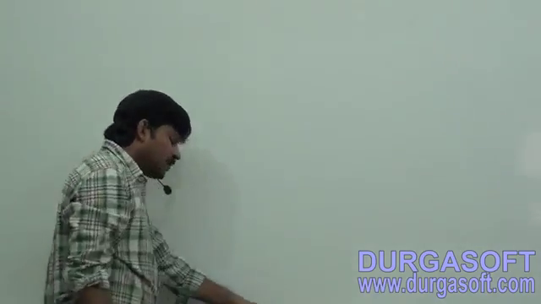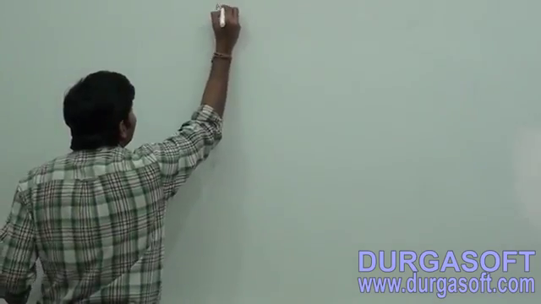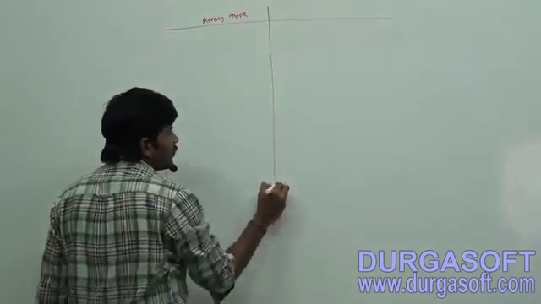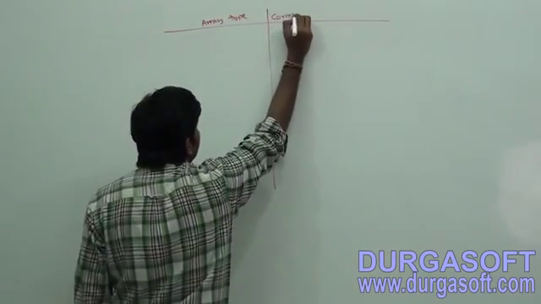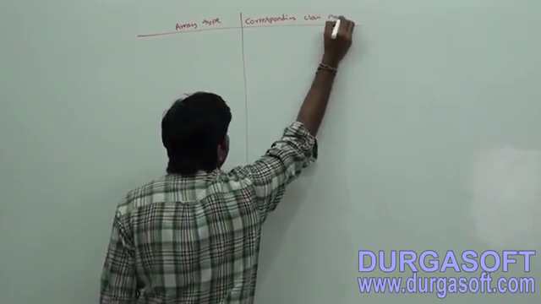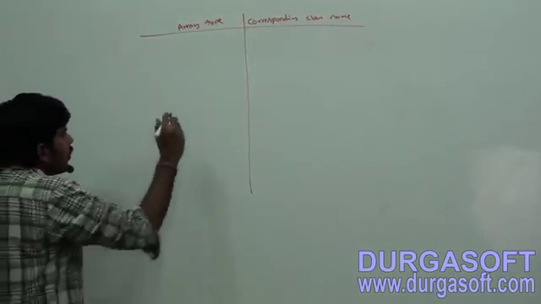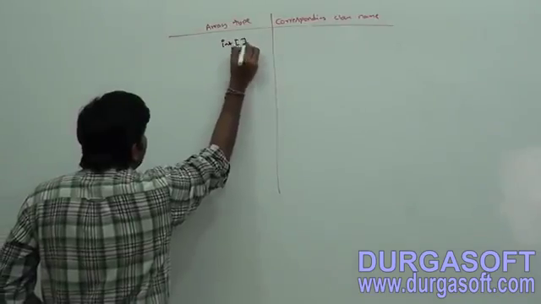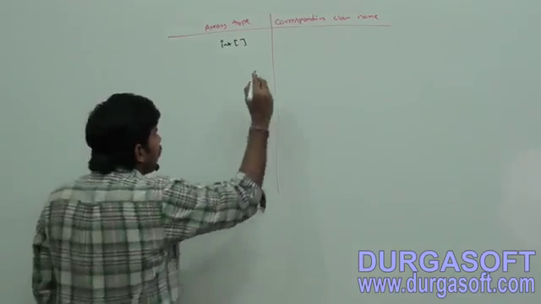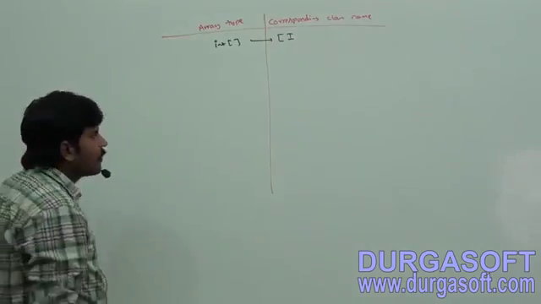Now just observe. Let me put it in a small table form. Here, array type and corresponding class name. Here I am taking an int array. Can you tell what the corresponding class name is? Square bracket I. For an int array, it is square bracket I.